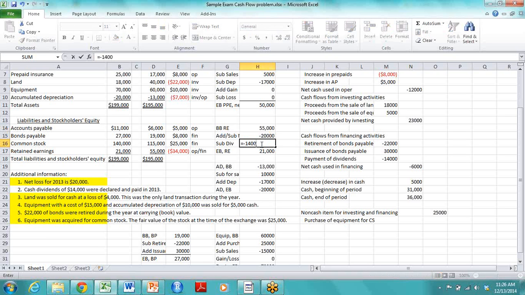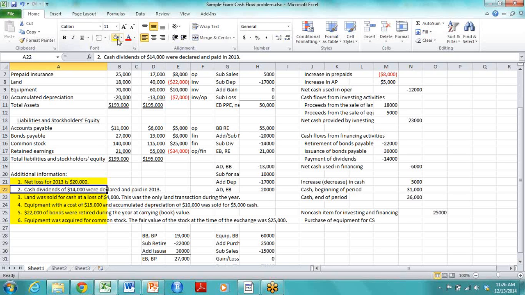Definitely make sure you understand this because you might not be given this on the exam. So I'm just trying to help you out and give you an extra explanation of how you would figure out dividends. So hopefully that helps. It's just taking that retained earnings roll forward, or changes in retained earnings, and figuring out what the dividends piece is.